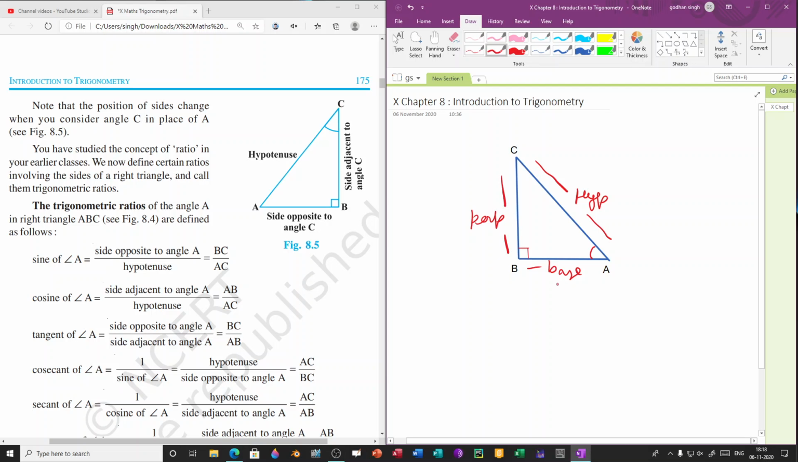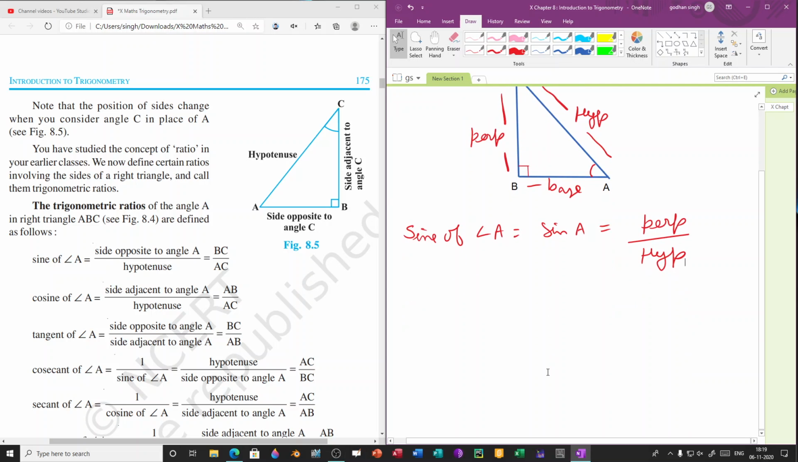Now with the help of these things we will find the trigonometric ratios. So the first one is known as sine of angle A, in short written as sin A, and it is to be read as sine A, not as sin A. It is sine A only, and that is defined as the ratio of perpendicular over hypotenuse. So the ratio of perpendicular over hypotenuse is known as sine of angle A. Now next we will be going for cosine of angle A.